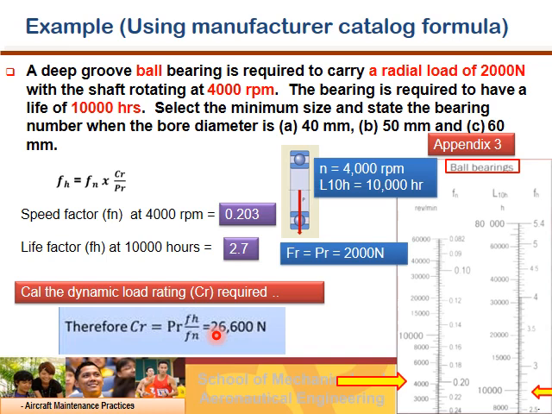Okay, your factory layout is 2000 Newton, radial load 4000 RPM, and given 40, 50, 60 mm bore diameter. So we want to go and compare the catalog of 40, 50, 60 bore diameter and choose a suitable bearing for this CR. Okay, so let's move.